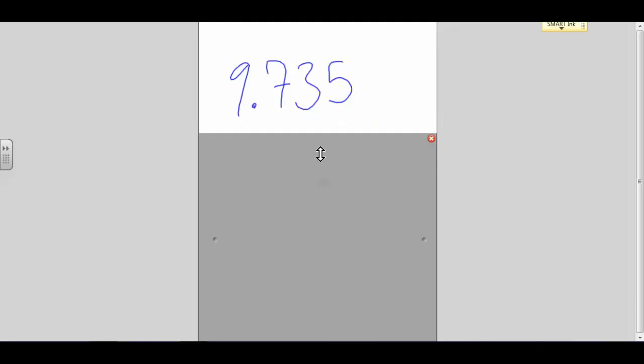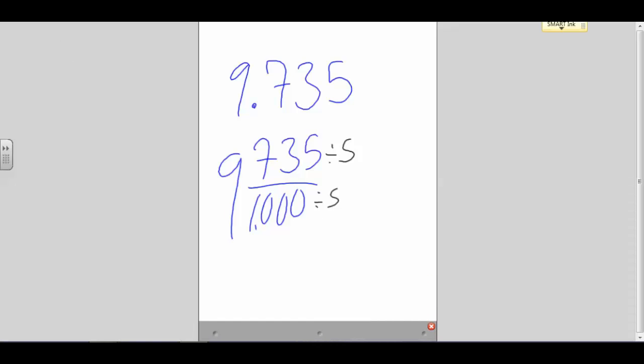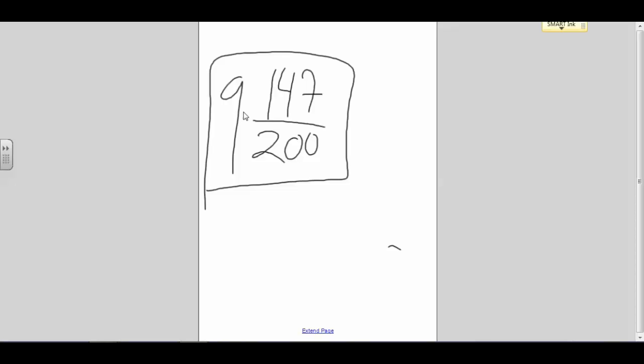After that, we took a number, which was 9 and 735 thousandths, because we have tenths place, hundredths place, thousandths place. We put it as 735 over 1,000, and we didn't know what the greatest common factor was. We just said, hey, we know that the number 5 goes into 735, and the number 5 goes into 1,000. The reason we knew that was because one ended in a 5 and the other ended in a 0, and that's the divisibility rule for 5s. So we divided that out, and we ended up with an answer of 9 and 147 200ths, okay?